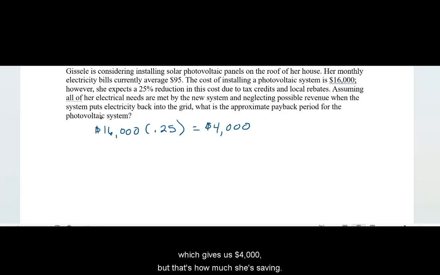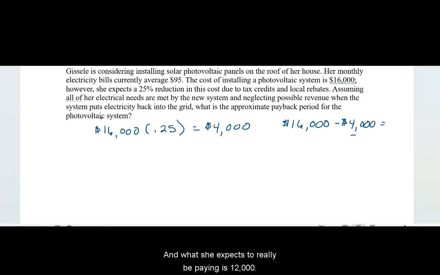But that's how much she's saving. So now we're going to take the 16,000 and reduce that by the 4,000. And what she expects to really be paying is 12,000.